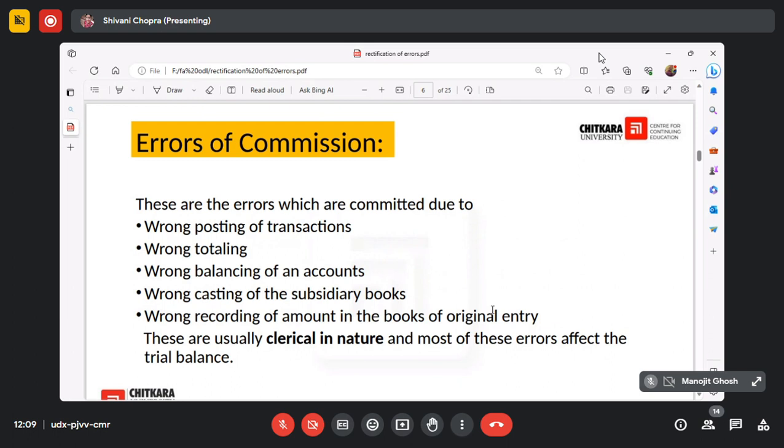You were supposed to record in one book, you recorded in another one. Wrong recording of amount in the books of original entry. So these are generally clerical in nature because they're mistakes. They are done when you were making initial entry in the books of account. Such errors also happen when you're recording on a software, not in a hardbound book or ledger or journal to record the transaction. Most of these errors affect the trial balance.